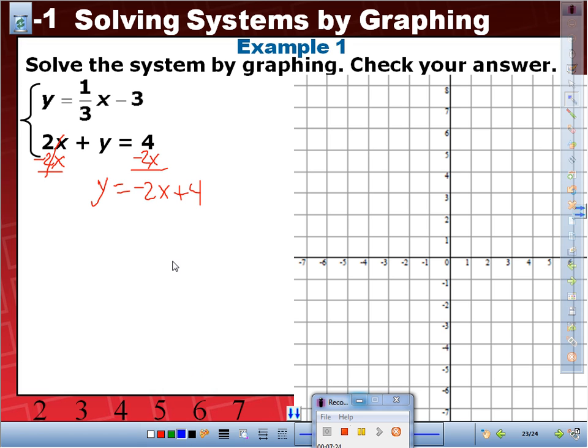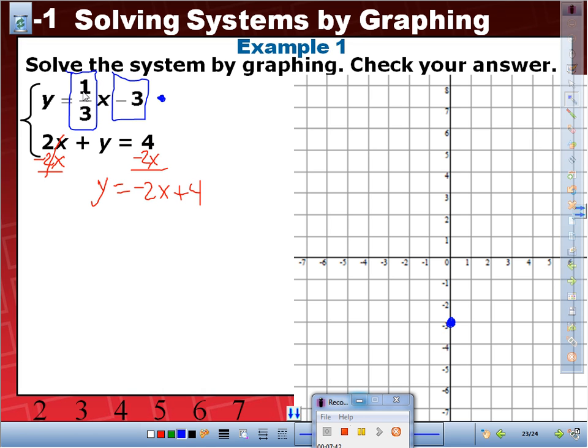Graph the equation. So I'm going to go ahead and graph the first equation in blue. I'm going to box my y-intercept. What is my y-intercept? Negative 3. So I'm going to start right there. I plot my point, negative 3, and I'm going to use my slope to graph that.